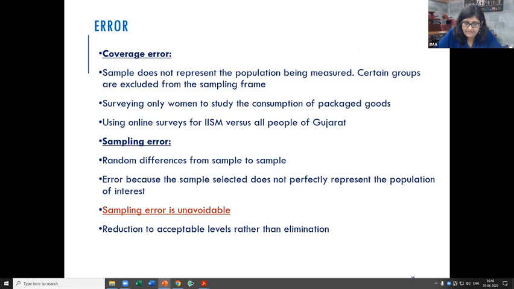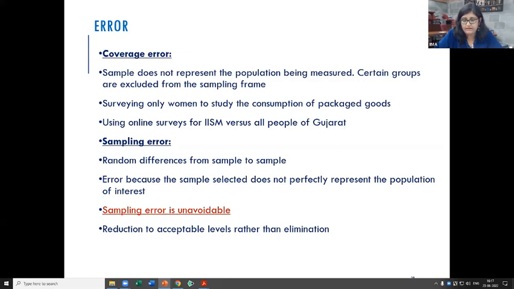What happens is the sample does not represent the population that is being measured. Certain groups are excluded from the sampling frame. Okay. Similarly here, if you only survey women about the consumption of packaged goods, there are men who buy packaged goods, and also there are men who make these financial decisions. There are single people households with men. So you're not including, you're not covering that. That is called coverage error.